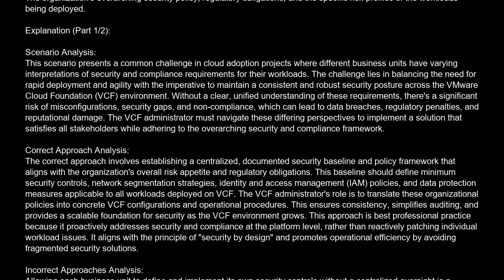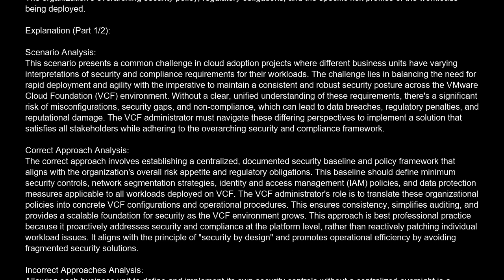Correct approach analysis. The correct approach involves establishing a centralized, documented security baseline and policy framework that aligns with the organization's overall risk appetite and regulatory obligations. This baseline should define minimum security controls, network segmentation strategies, identity and access management (IAM) policies, and data protection measures applicable to all workloads deployed on VCF. The VCF administrator's role is to translate these organizational policies into concrete VCF configurations and operational procedures. This ensures consistency, simplifies auditing, and provides a scalable foundation for security as the VCF environment grows.